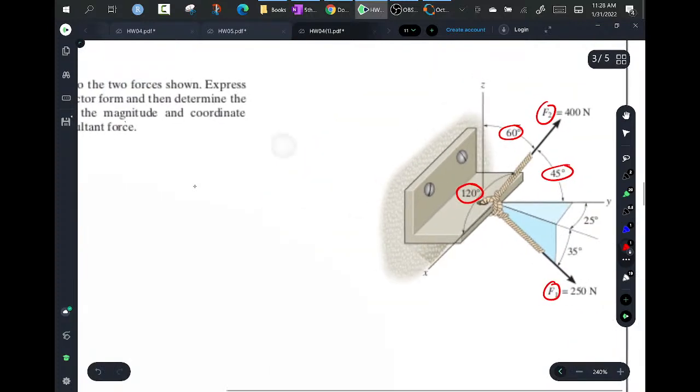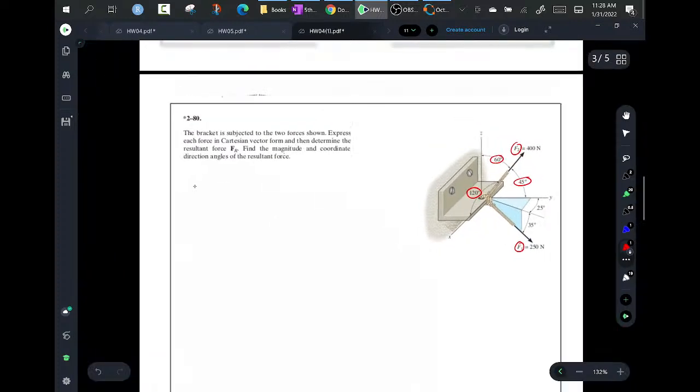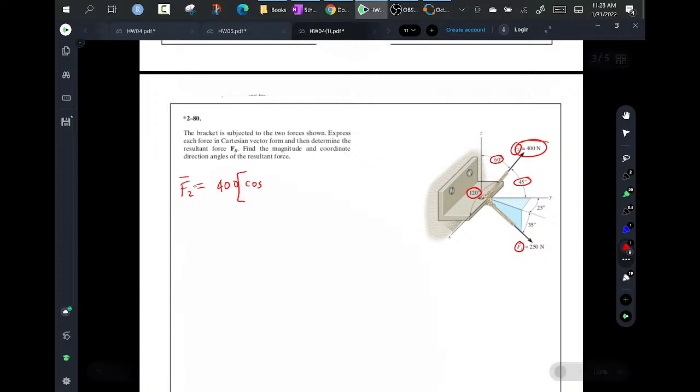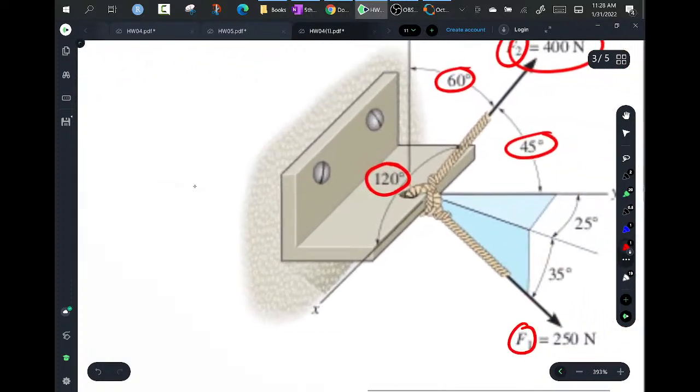So that's like a no-brainer there. So what F2 is, 400, because that's his size. And cosine, and I don't want to write 400 over and over, so I'm going to put a bracket around this thing. Cosine of what? Cosine of the angle between the vector and the x-axis, and that's 120.